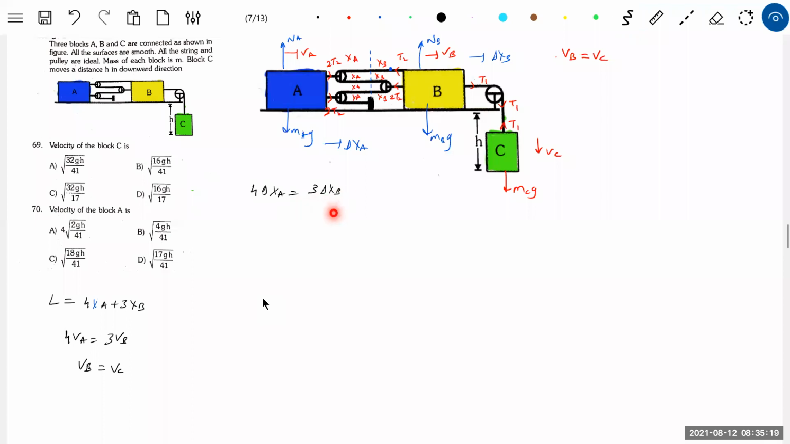Now, work done by tension we will calculate. Net work done by tension. Tension does 4T2, no? 4T2 into delta xa. It does positive work on the block A. It does negative work on the block B. It does positive work on the block B, and it does negative work on the block C.